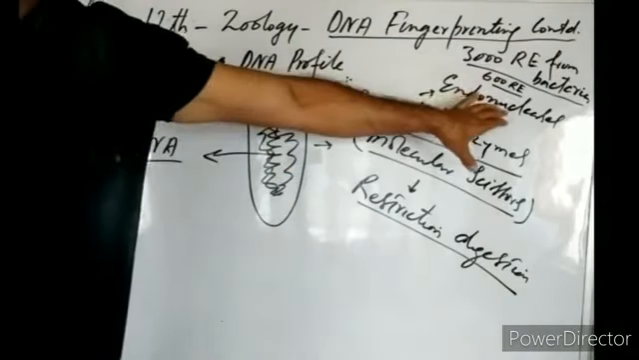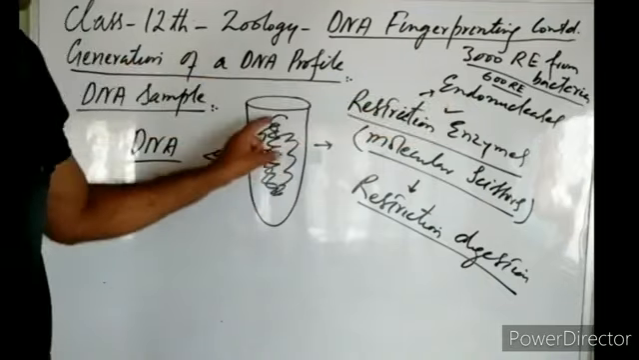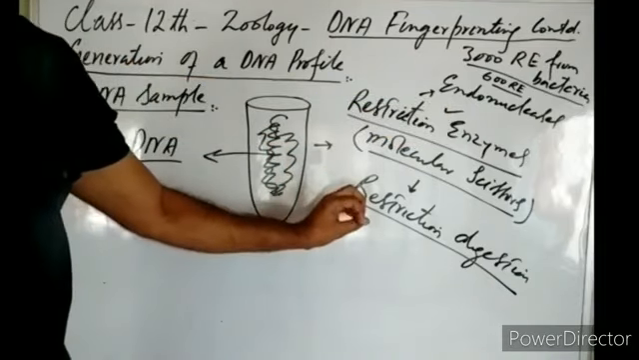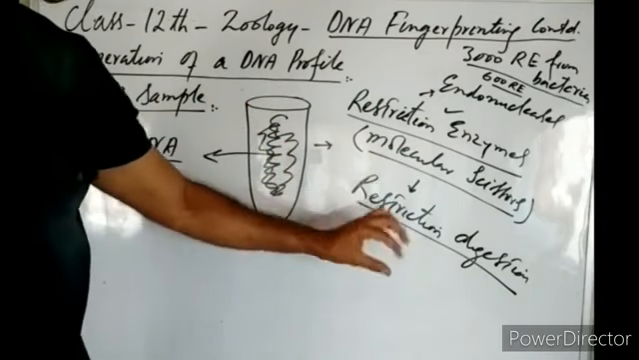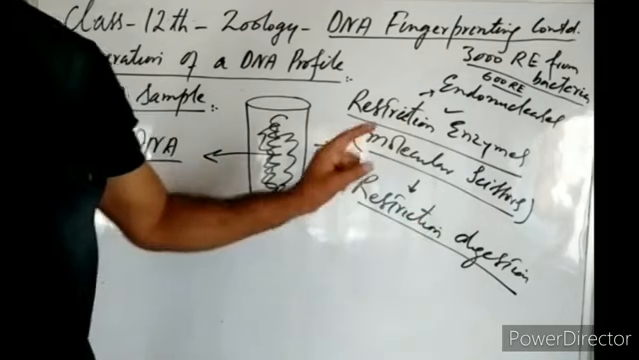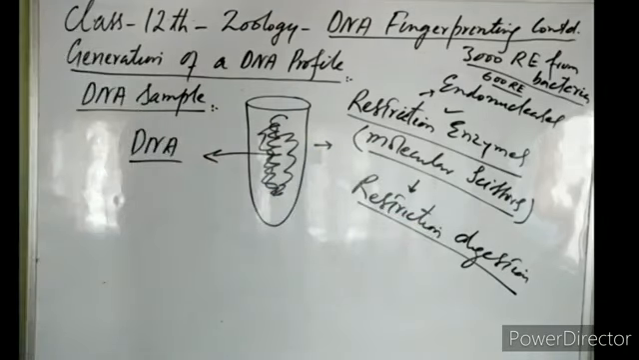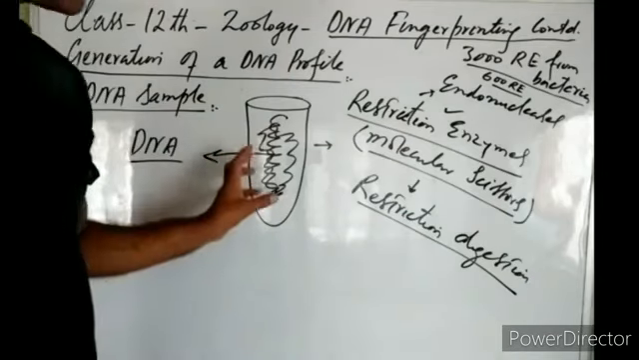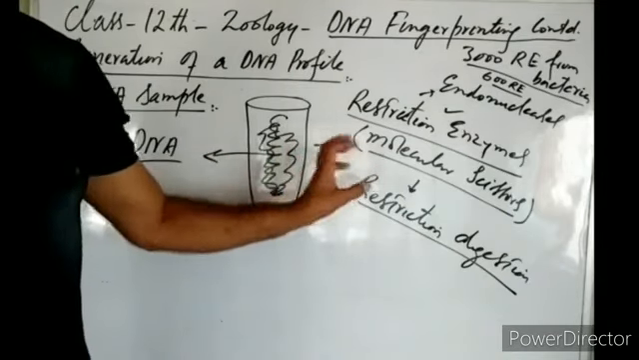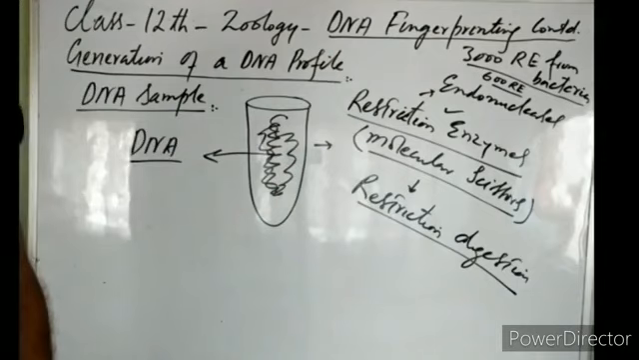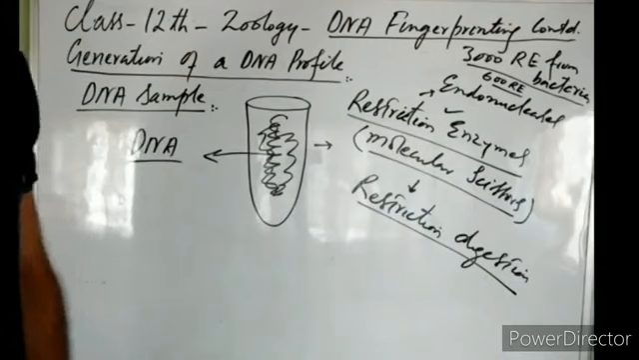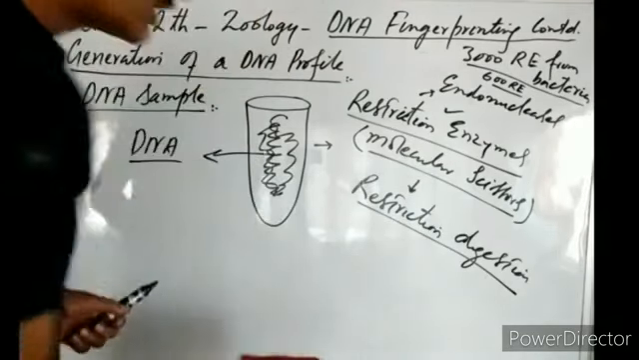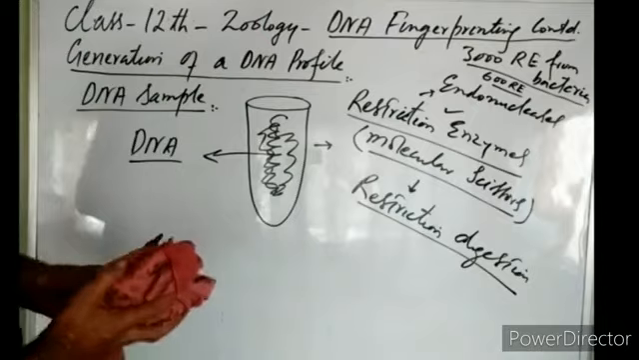So with the help of these restriction enzymes, restriction endonucleases, this lengthy DNA is cut into small manageable fragments. This process of cutting long DNA into small manageable fragments with the help of restriction enzymes is known as restriction digestion, right? So after restriction digestion, now we have got small manageable fragments of DNA. What is done after that?